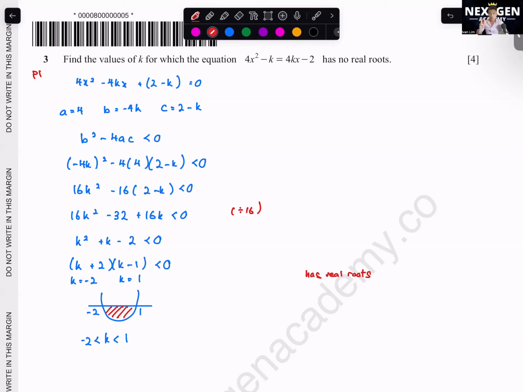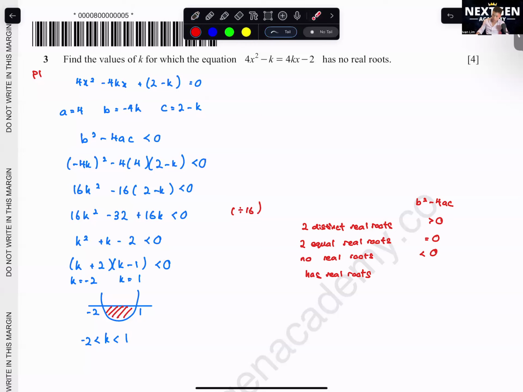One, has two distinct real roots. Okay, so you write this down. Two distinct real roots, or two different real roots. This is more than 0. Second one, two equal real roots, equals to 0. No real roots, less than 0.